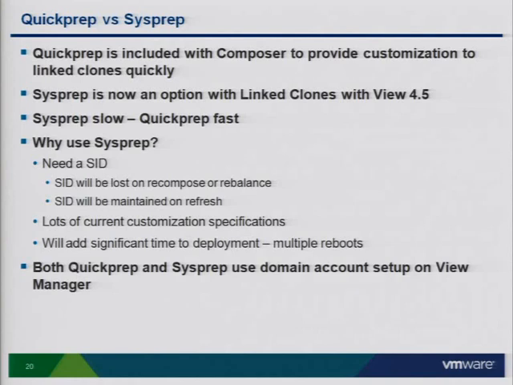The main reason to use SysPrep is if you need a unique SID in each linked clone, because with Quick Prep, we copy the SID across all the clones. Now, don't panic, because they still show up as different machines in Active Directory. They still have their own unique UID. SIDs are used by some applications, and a couple of things you may run into are desktop management applications and antivirus that want a unique SID. So we're giving you the ability to do that with SysPrep now.